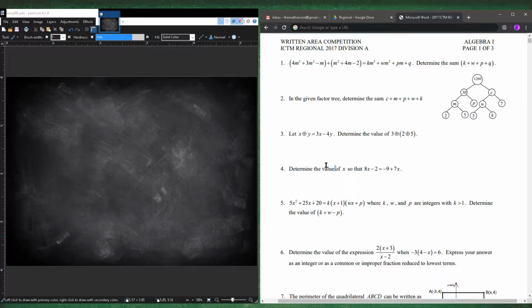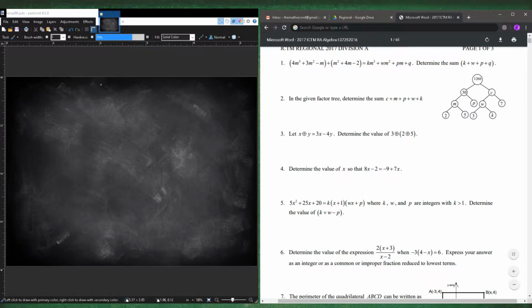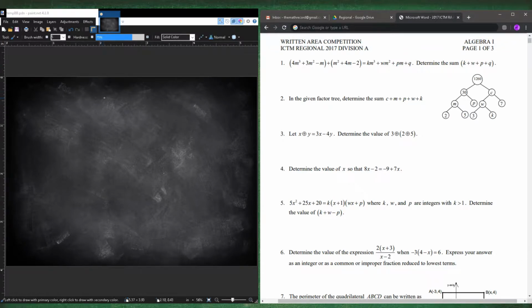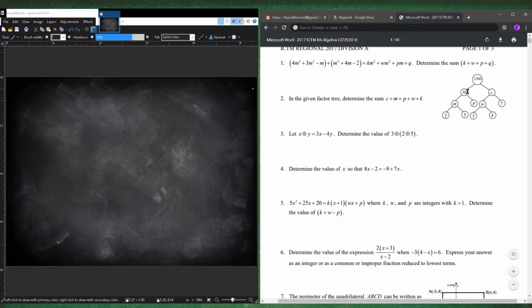Number 2, in the given factor tree, determine the sum c plus m plus p plus w plus k. So we know that 1260 divided by 30 is equal to c. So we just need to divide that out. Since there's zeros, I'm just going to take out the zeros. So it's 126 divided by 3. So that's just 42. So we know c already is 42.